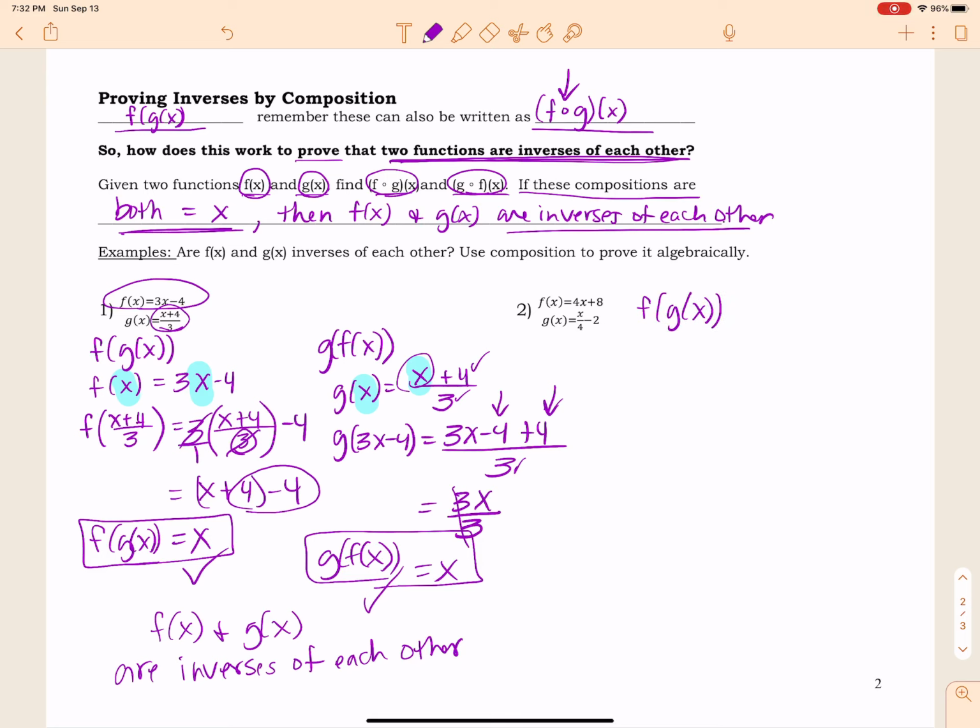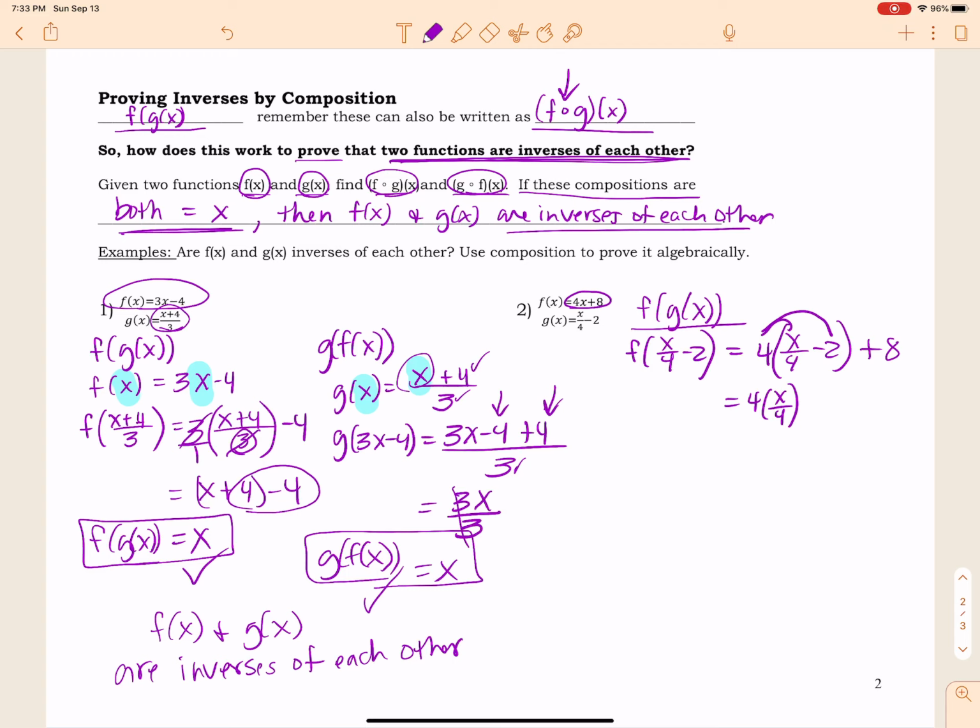Okay, so I'm going to do the same thing over here, and I'm going to skip some steps. So pay attention. So f of g of x is going to be f of x over 4 minus 2. So in f of x, I'm going to replace the x with x over 4 minus 2, and then plus 8. I know it gets a little convoluted, but okay. Please be careful. This 4 gets distributed to both of these. If you don't do that, you're going to get the wrong answer.